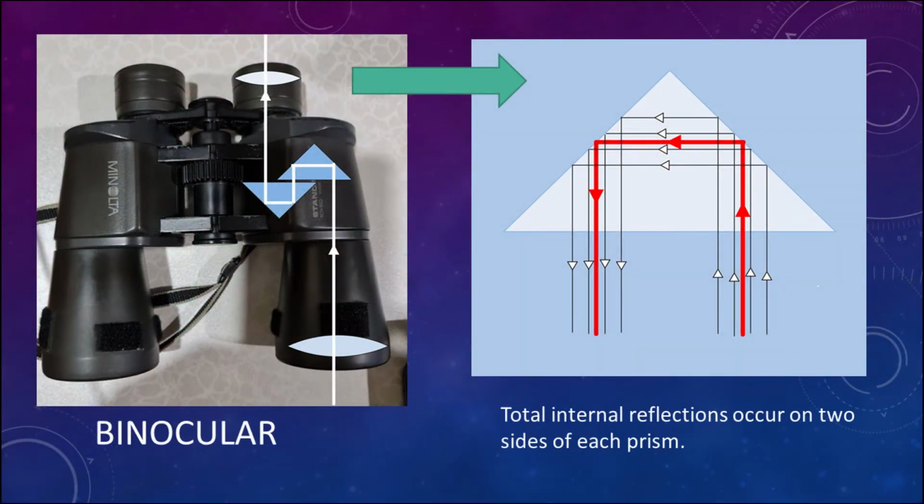A binocular is an optical instrument that makes use of total internal reflection within its prisms. Actually, the primary use of the prisms is to correct the inverted image produced by the objective lens. At the same time, however, the total internal reflection helps to fold the light path so that the binocular can be designed in a more compact size. The picture on the right shows some light rays entering one of the prisms inside the binocular. It can be seen that the light rays undergo total internal reflection on both sides of the prism.